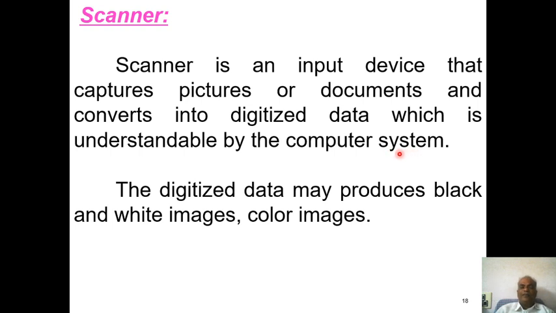For example, whenever you want to make a photostat copy of this one, you are going to put this paper on the scanner. Then the scanner is going to scan the entire page into digitized data. Then it is stored in digitized format. So whenever you want to make a scanned copy into the computer system, the scanner is used. The digitized data may produce black and white images as well as color images also. So those are the input devices.